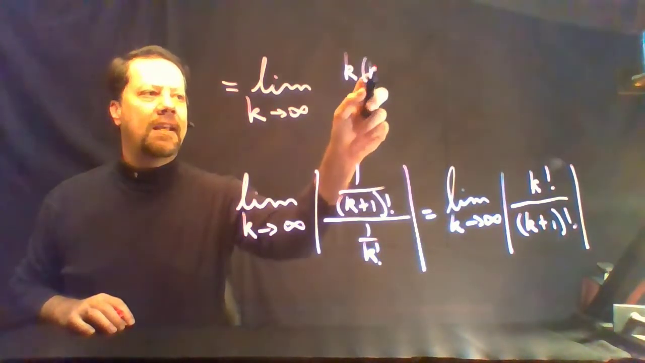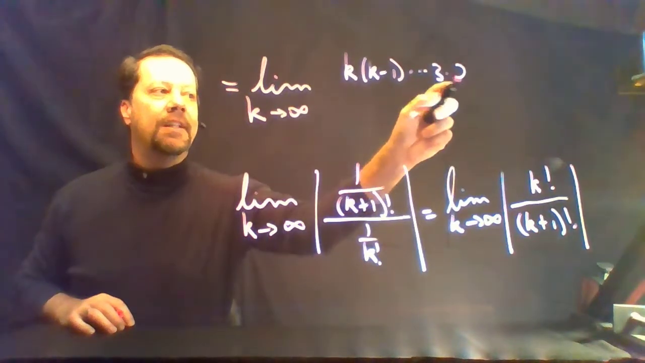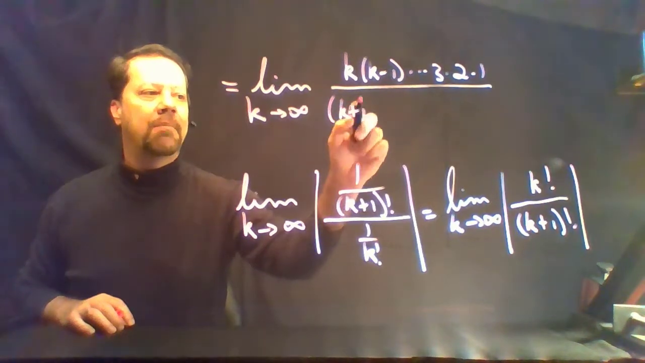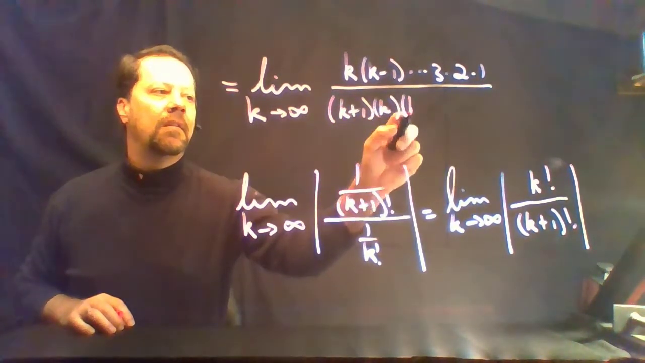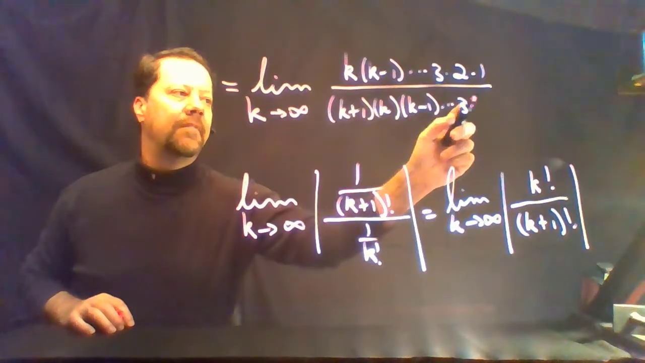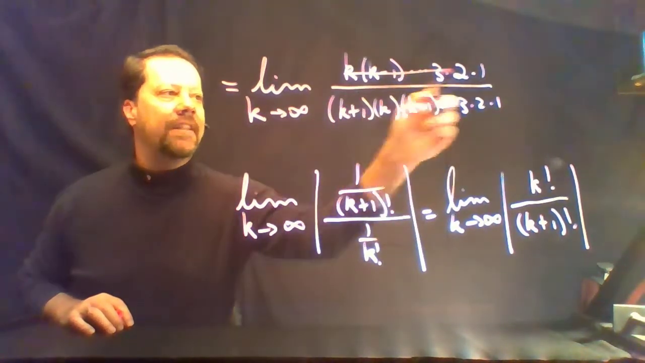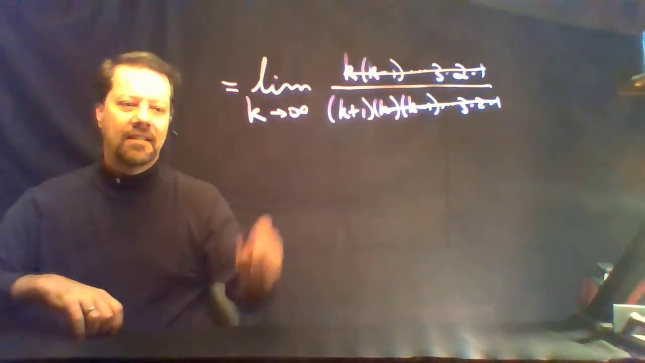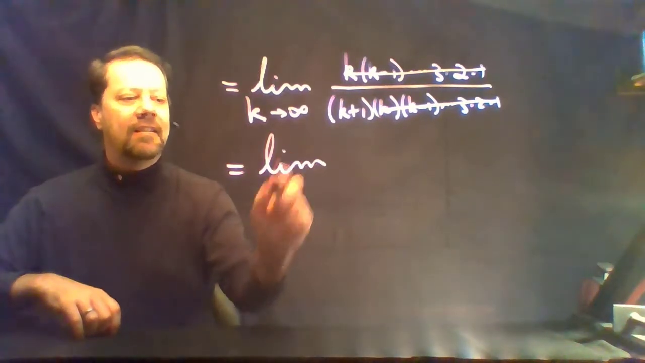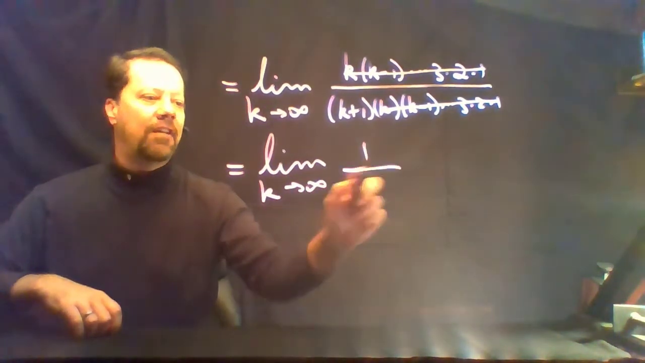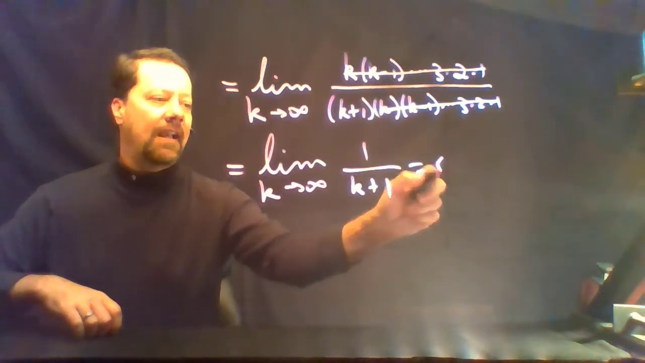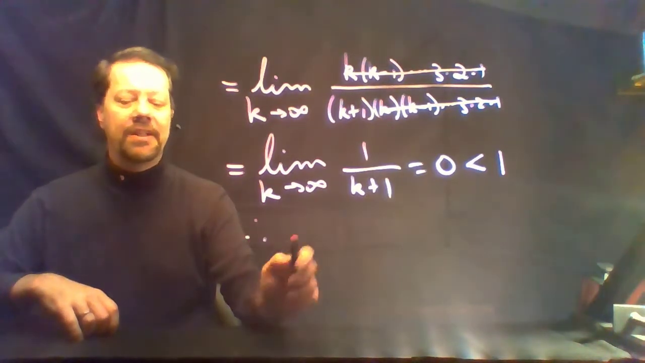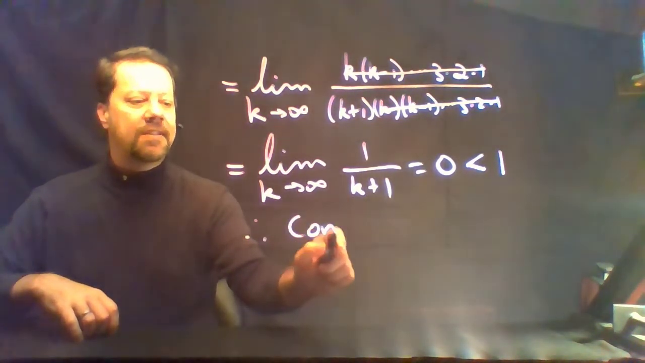k factorial is k times (k minus 1) times ... times 3 times 2 times 1, whereas (k plus 1) factorial is the product from k plus 1 down to 1. As you can see, everything here cancels except for the k plus 1 in the denominator. We have merely the limit as k goes to infinity of 1 over k plus 1, and that limit is 0, and that is less than 1. We deduce from the ratio test that the series converges.